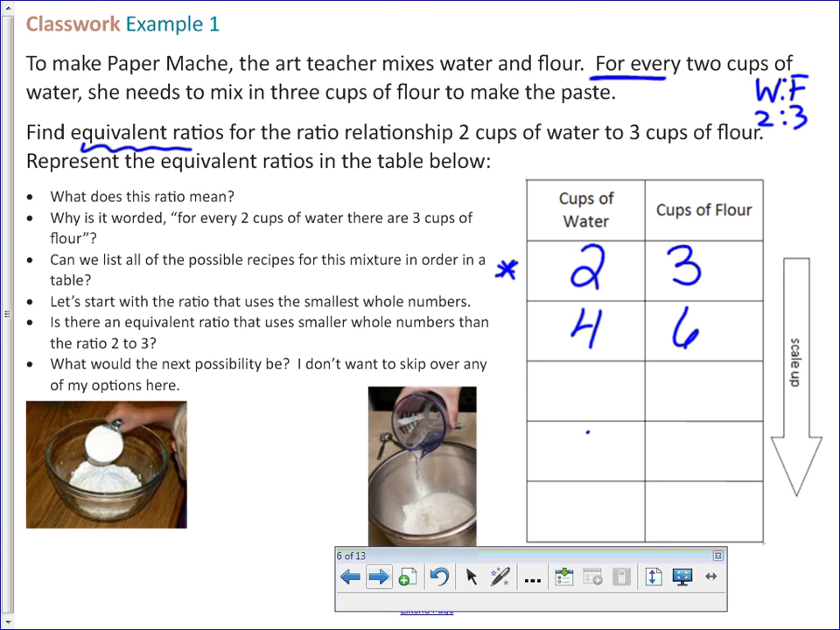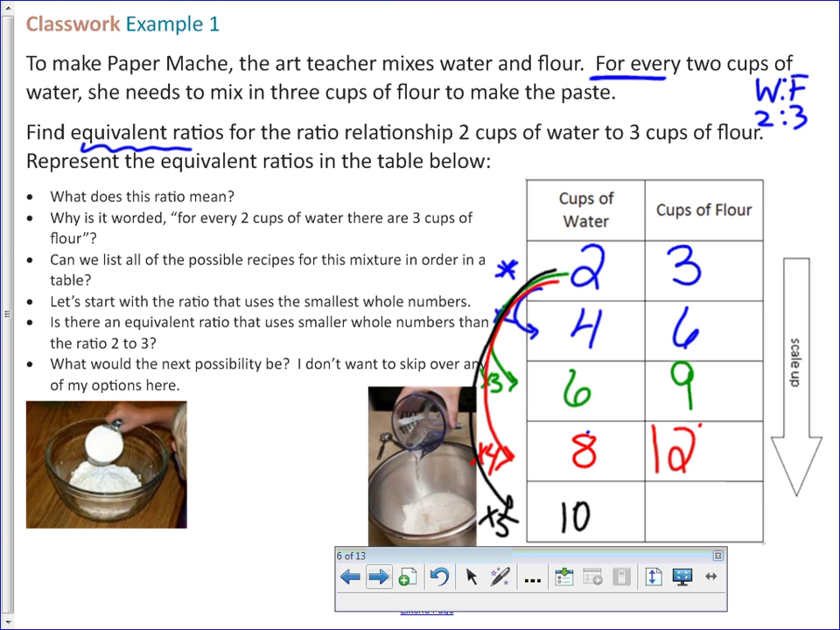Let's start here. So we multiplied it by 2. So now let's multiply it by 3. So 2 times 3 is 6. 3 times 3 is 9. So now let's take the next one. Instead of multiplying it by our constant 3, let's multiply it by 4. So 2 times 4 is, 3 times 4 is, and we'll do one more. 2 times 5 is 10. 3 times 5 is 15. So this table is now filled with equivalent ratios.